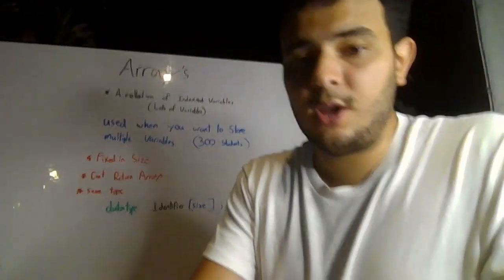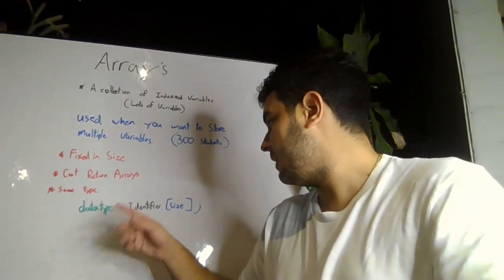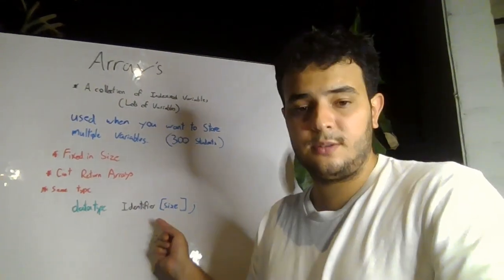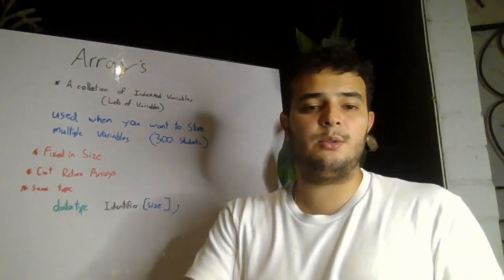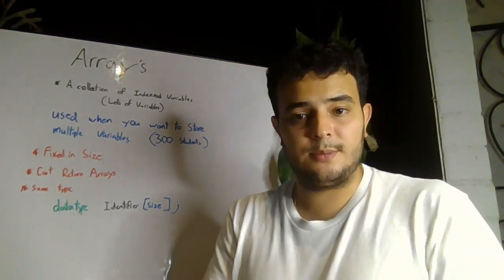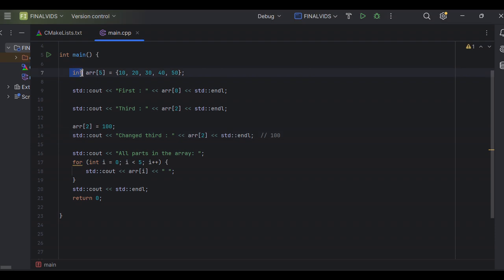When we write arrays, we have the data type, identifier, and size. And I'll exemplify that now in CLion so you could see a quick snippet of how an array looks and what it does. We have our array. We have our data type, array. Oh, I'm going to take that back. We have our data type, array, and we have the size.